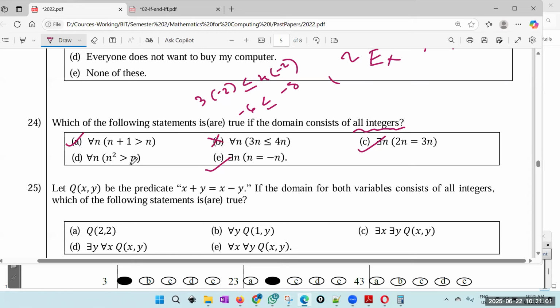For all n, this is not correct because when n is 0, 0 squared is 0, and 0 is not greater than 0. I find a contradiction. Again, I can find the contradictions, and if I can find a contradiction, that's the end of the story. So therefore, I'll go for A, C, and E. Okay, A, C, and E.